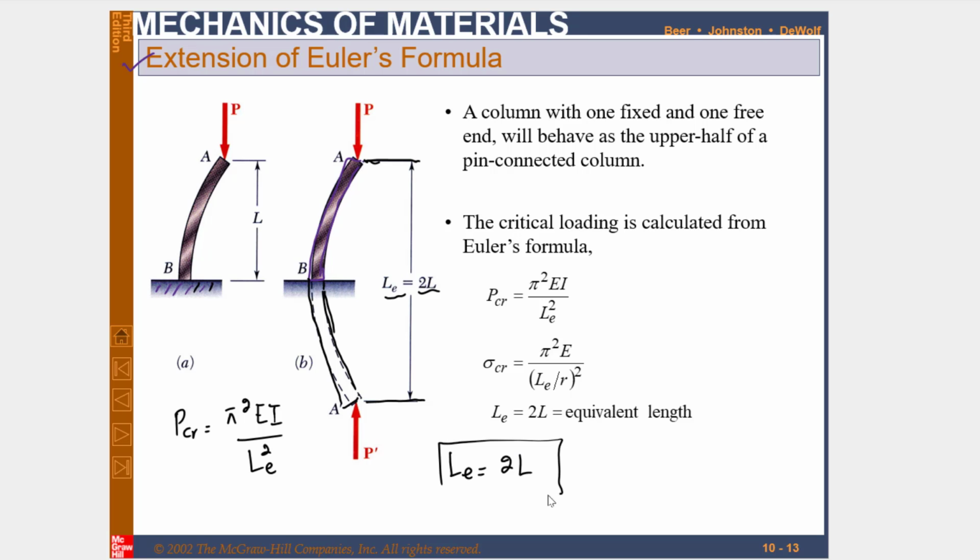So while solving a problem, you have to be careful and choose the effective length equal to 2L when you deal with a column having one end fixed and the other end free. Rest all the things are the same. So P critical is equal to pi square EI over LE square, and critical stress will be equal to pi square E over (LE over R) square. Instead of L, you now have to write LE over R square, and this effective length is equal to 2L.